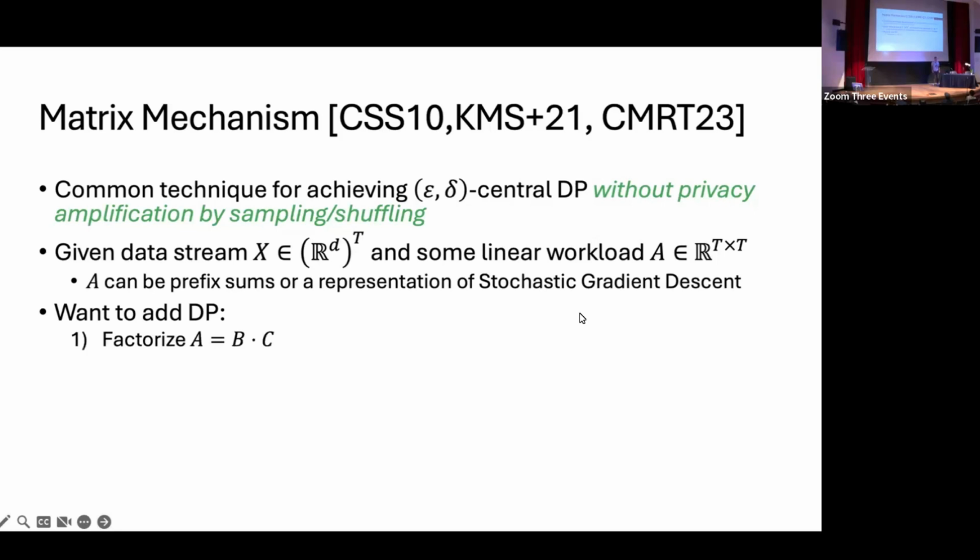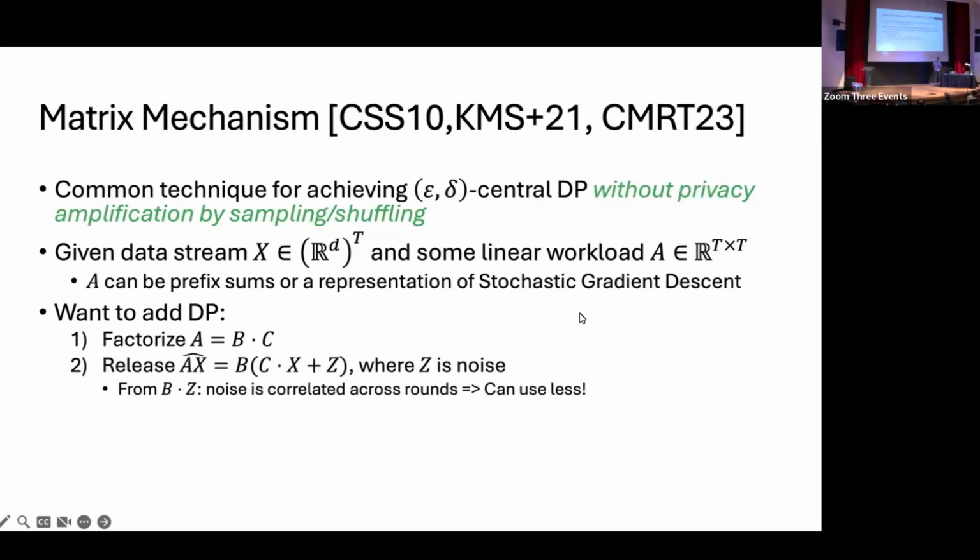In this technique, first they factorize this matrix A into two matrices B and C. What you end up releasing is this A times X hat. Here you first take the C matrix and multiply it by X, then add some noise to this, and then multiply everything by B. I should say you're releasing one element of this A X hat at a time, for each round, so you're doing this in an online fashion.